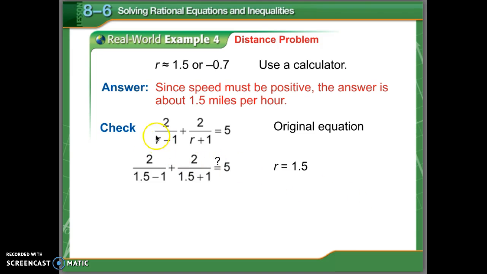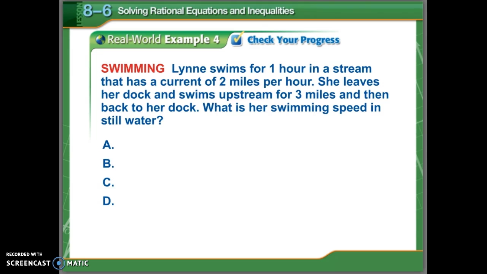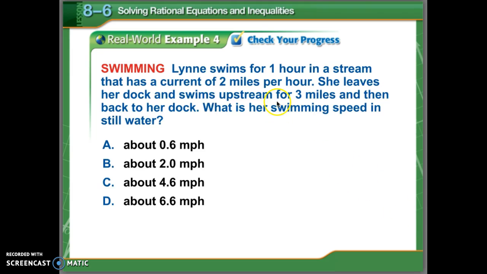We're just going to check our answer real quick, throw 1.5 back in the problem. When you do that, you simplify down and you're going to get 4.8, which is close enough to 5 that it's acceptable, because we have to remember that we rounded our answer to get 1.5. So our exact answer on this left side is not going to come out to be exactly 5 since we rounded up here to get 1.5. All right, check your progress problem for example 4. Read through this, pause the video, work it out, and when you have your answer, go on to the next screen.